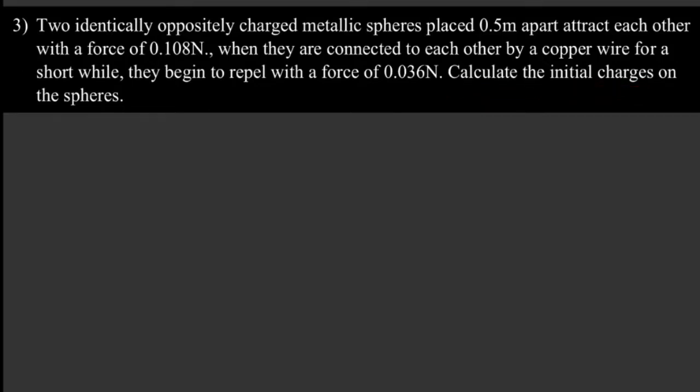As given, two identical, oppositely charged metallic spheres are there. So we charge both spheres identically, but their polarity is different. When they are oppositely charged, at first they start attracting each other with this much force. They are placed at this much distance. Now what did we do in the second case? We connected the two spheres by a copper wire.